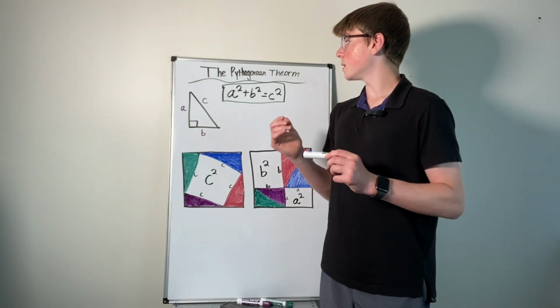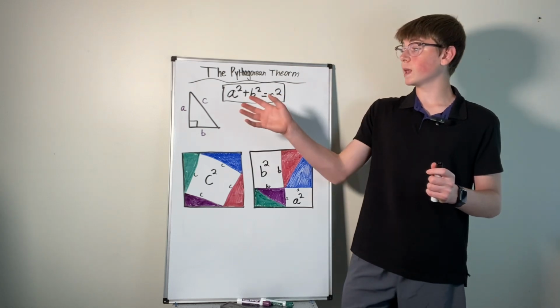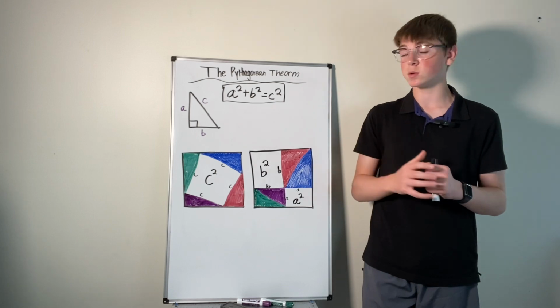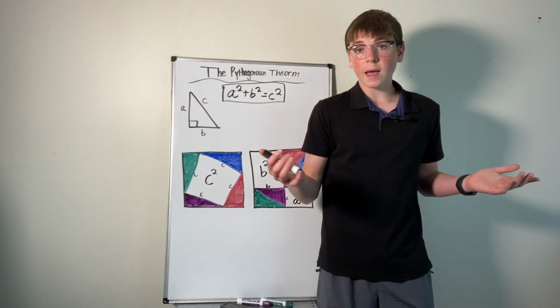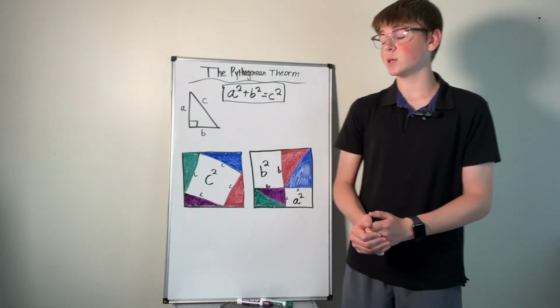So what this theorem says is that A squared, the one leg squared, plus the other leg squared equals C squared, equals hypotenuse squared. You're like, okay, I guess I can remember that. But how? How does that work? Well, let me show you.